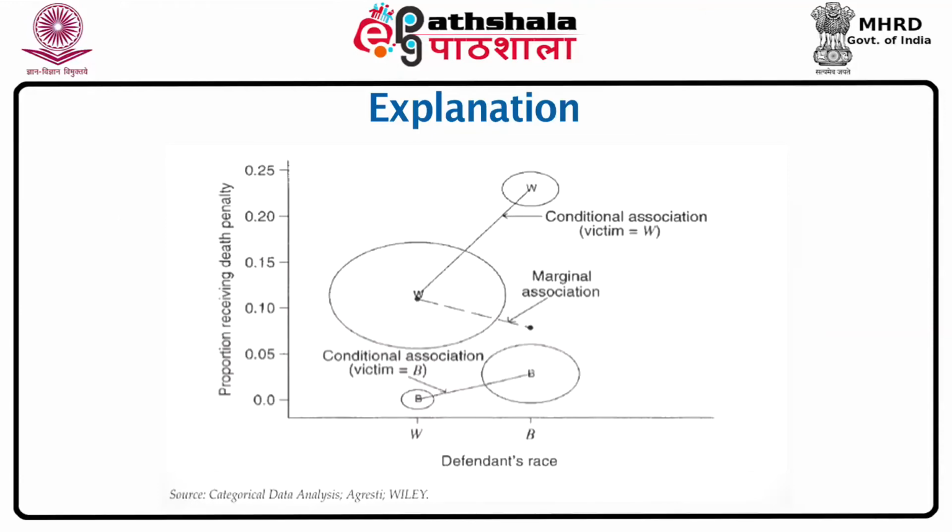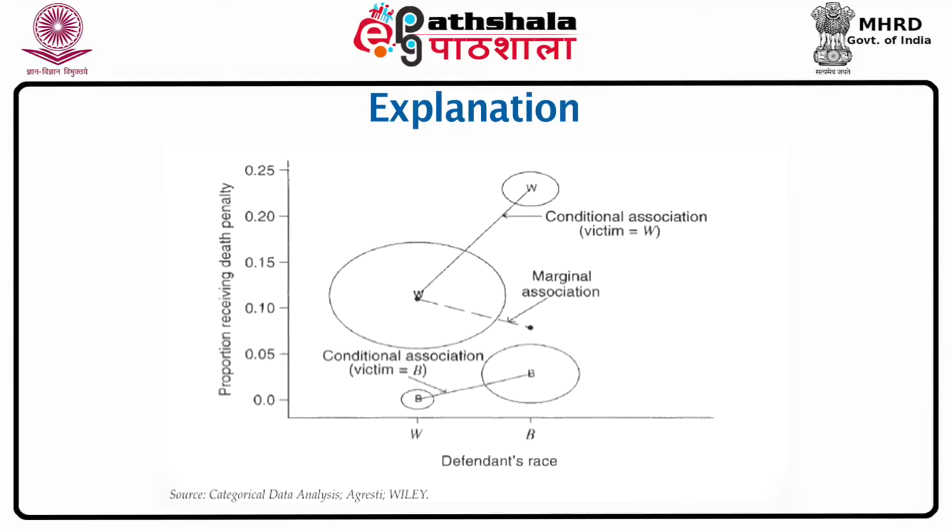Agresti has further tried to explain this diagrammatically in his book on categorical data analysis. So on the x-axis, I have 2 points, 2 locations, depending on the race of the defendant. On the y-axis, I have plotted the proportion receiving the death penalty. For each of the points, I have enclosed it in a circle which is proportional to the frequency of that particular cell in the table.